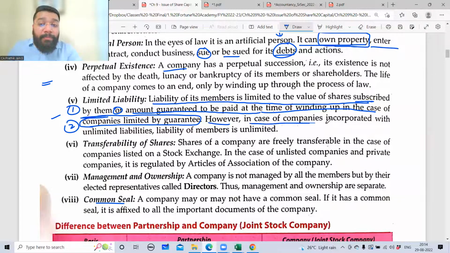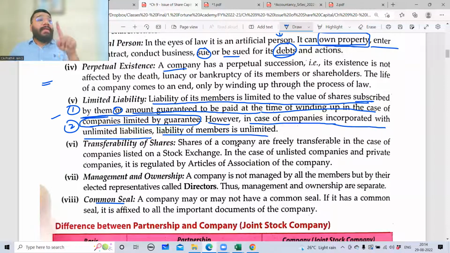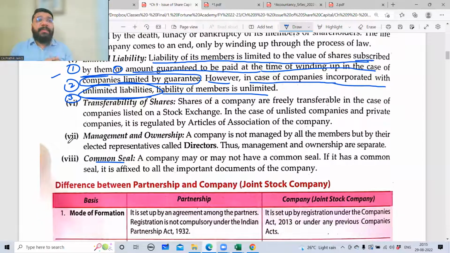However, in the case of companies incorporated with unlimited liability, if you have opted for the unlimited option, the liability of the members is unlimited, which means what? Even the private properties will be attacked if the company is not able to pay the business debt. So this is called an unlimited liability company. So this is the third category. I'll be discussing this in detail in the day after tomorrow's session, I mean, the third class of the chapter.